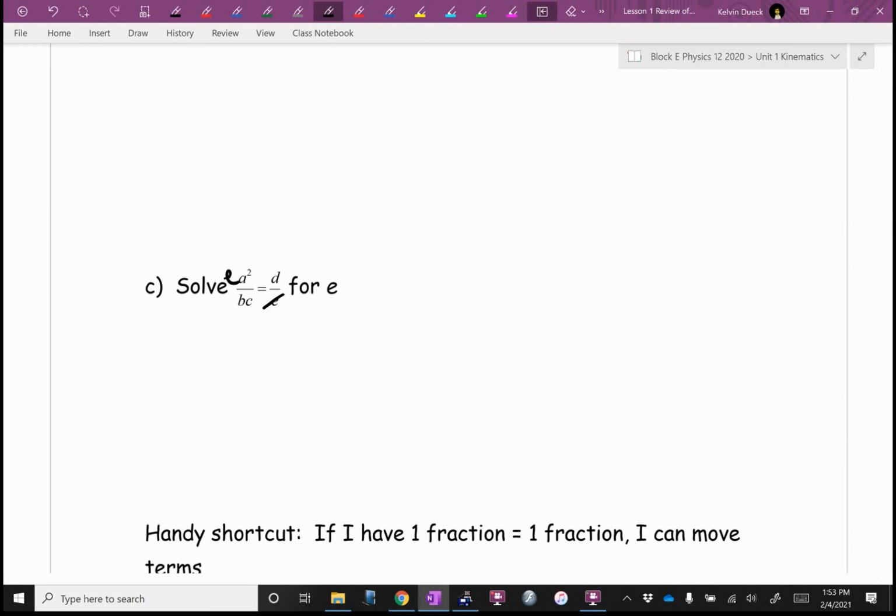By the way, we can't ever deal with stuff when they're in the bottom of a fraction. If what we want to get by itself is in the bottom of a fraction, my first job is going to be get it to the top somehow, and this is the easiest way. Okay, so now the E is on the left. How will I move the A squared over? How will I move the BC over? So can you tell me what E equals?